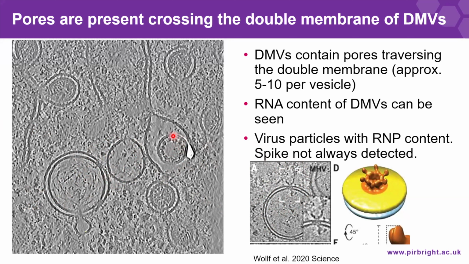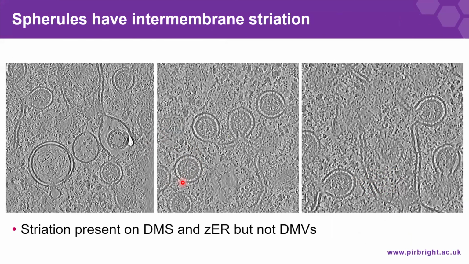We've also got some virus particles, which is really lovely to see. You can see the lipid envelope and also the organized RNP content lining the viral envelope. You can see spikes depending on where in the virus particle you're looking, but you can't see them there. But the bit that I get more excited about actually is the spherules.